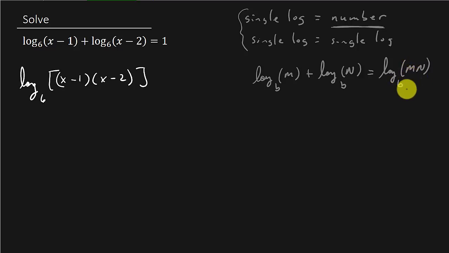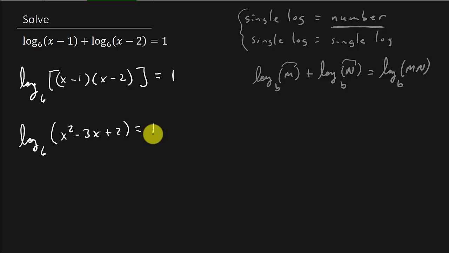I mean, this side might have been written first, but it doesn't matter. You can go either way. So in other words, if it's addition that comes together as multiplication, you multiply the two things that you're taking the log of, and that's what we did here. And that is equal to 1. So now we've got the log base 6 of x squared minus 3x plus 2 equals 1.